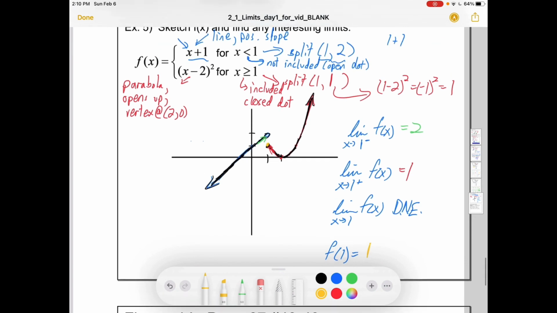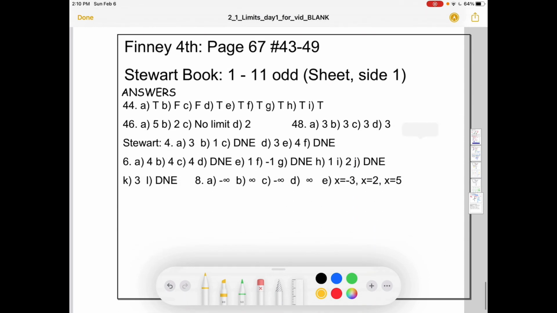That gives us a little intro to being able to sketch these things. I always think about what the basic shape of each part is, and then where they pass off. If you're really stuck, you could do more points using a table of values. In terms of practice, we can head to our textbook, the Finney 4th edition, page 67, 43 to 49. I've put some of the even answers here. And I've also got a worksheet from the Stewart 7th edition textbook, numbers 1 to 11. So this is all looking at graphical interpretations of limits. It also just gives the odd answers, so here are the even ones.